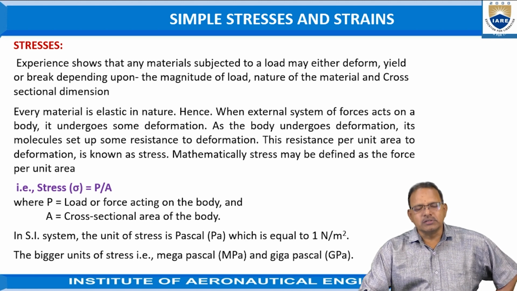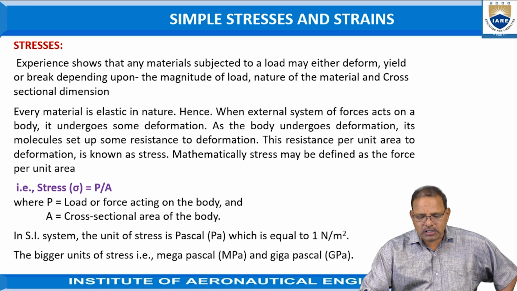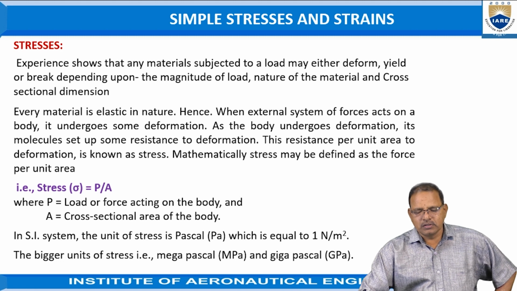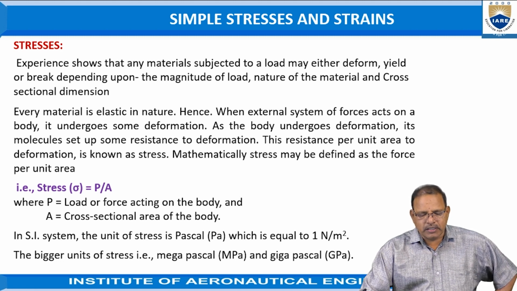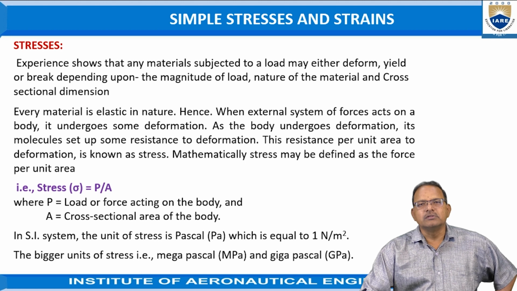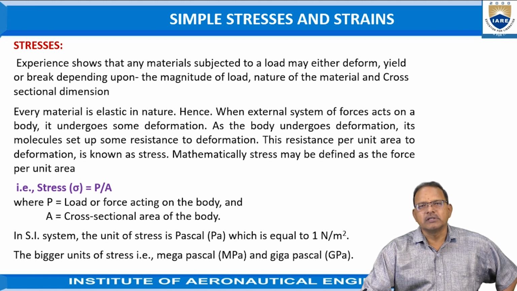Here the force divided by the area of the cross section of the wire is called stress. Mathematically, the stress is equal to the force per unit cross section. In SI units, the stress is generally expressed in Pascal, which is also equal to Newton per meter square. But for bigger stresses, megapascal and gigapascal are also used.